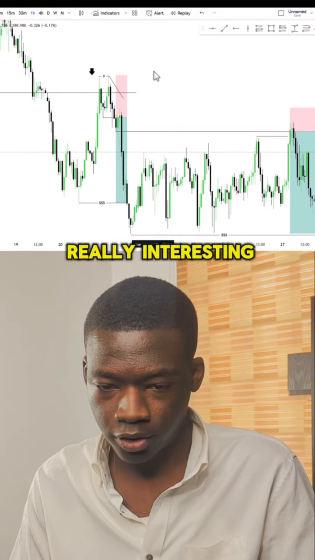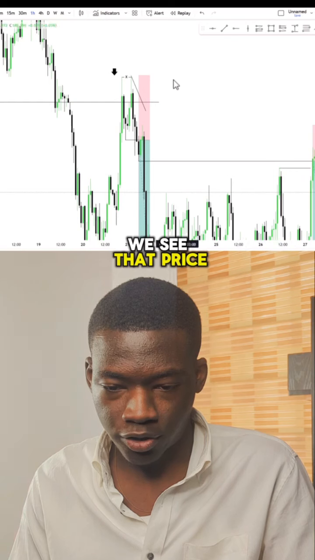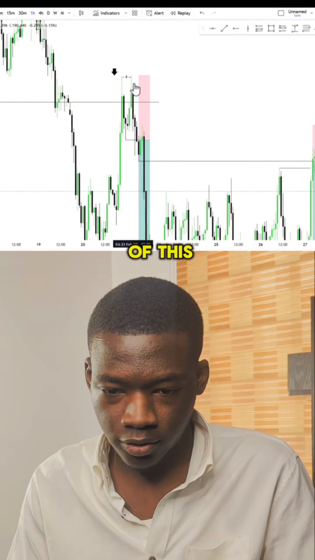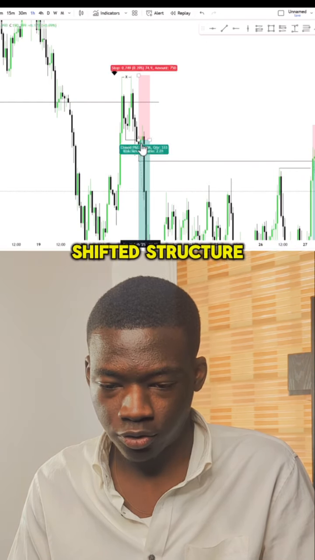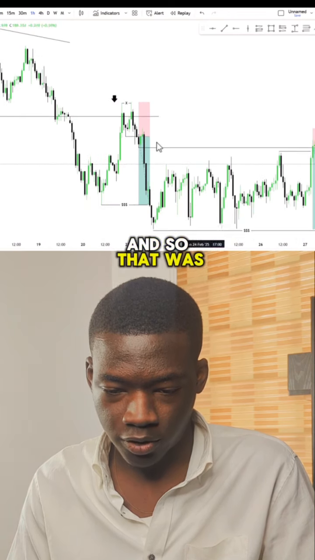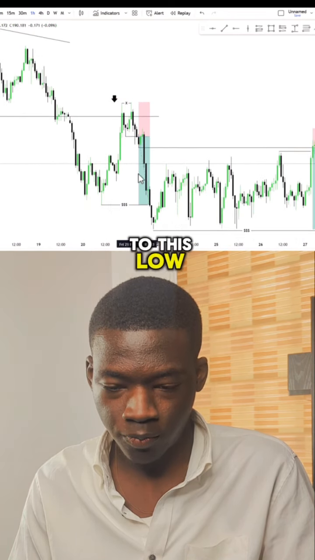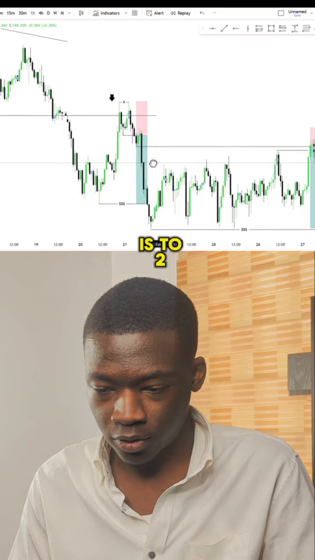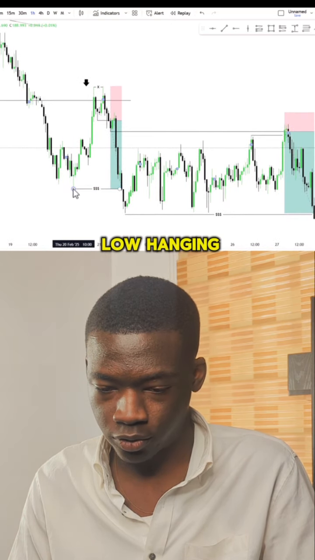And we see something really interesting. You see that price took out liquidity over here, shifted structure, and returned back into this breaker block. And so that was our entry from this breaker block, this low, and gave a 1:2, right? That's for this immediate low hanging fruit low.